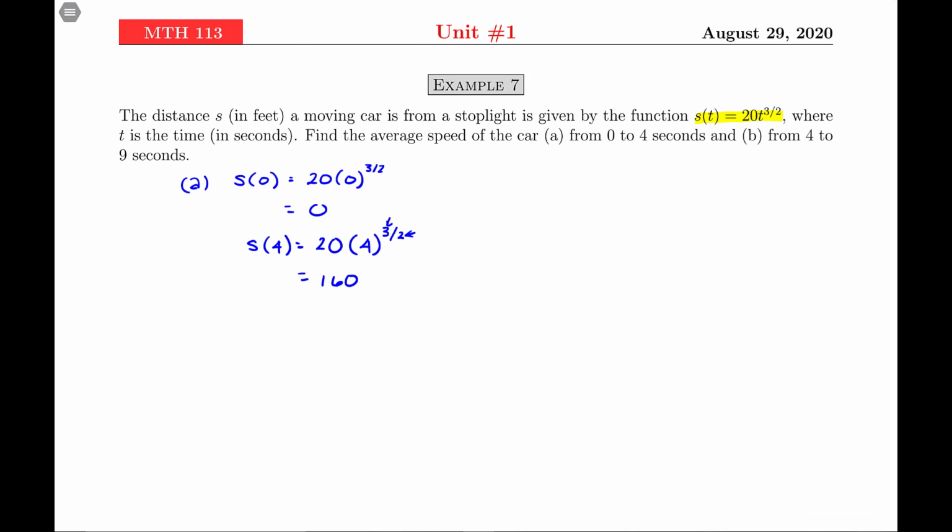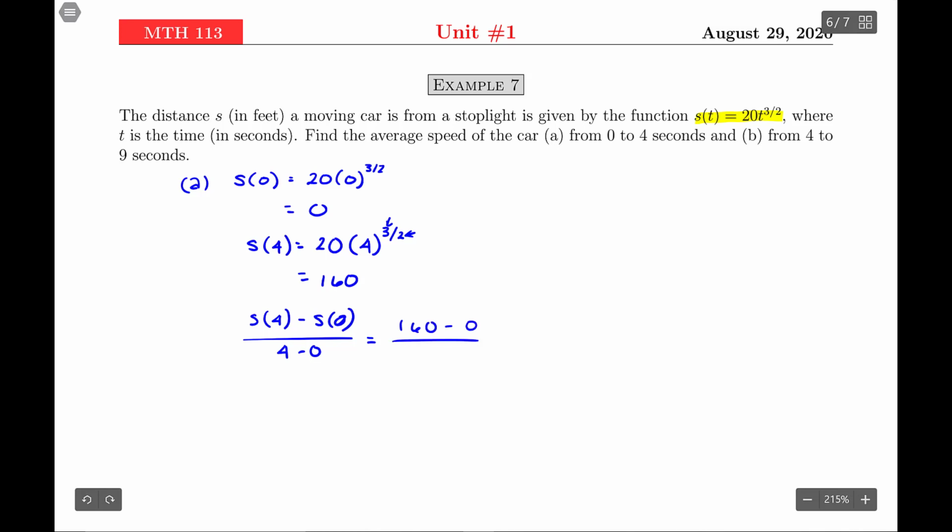So then when we look at this, we get s of 4 minus s of 0, over 4 minus 0. When we substitute in what we know, s of 4 is 160. s of 0 is 0. Over 4 minus 0. That's 160 over 4, which is 40.